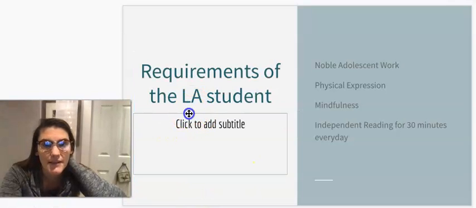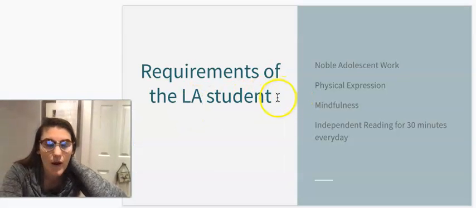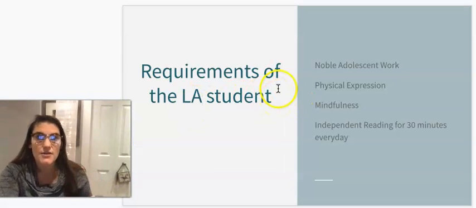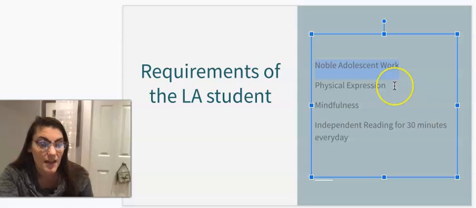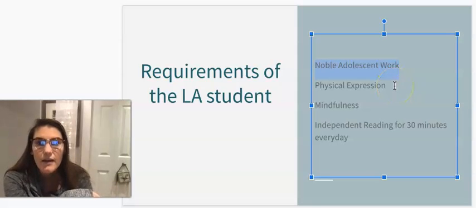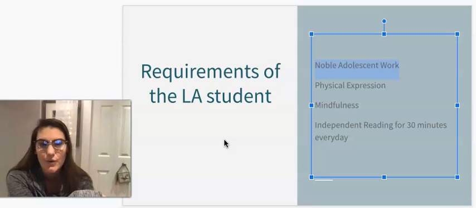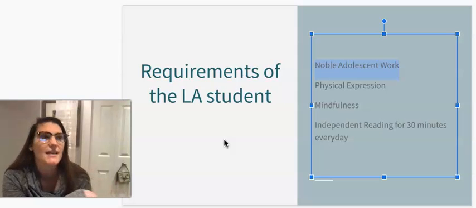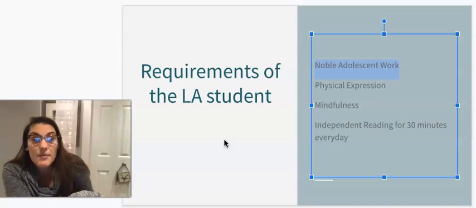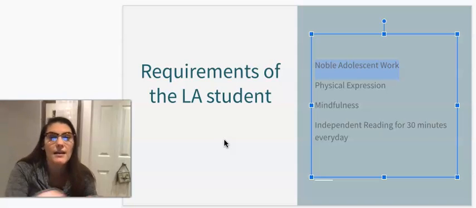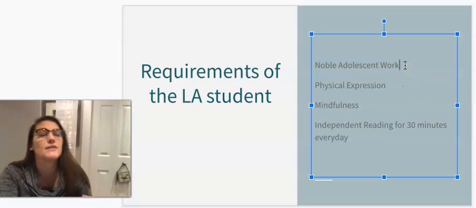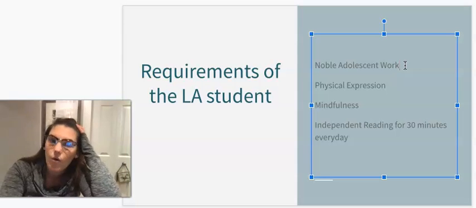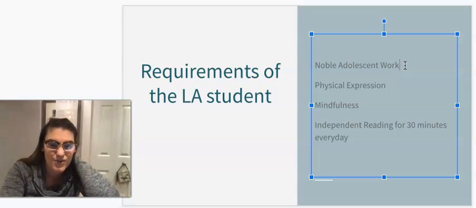And I just want to remind you all of the requirements of the LA student. So we have noble adolescent work that happens every day. Those are the things, and I'll go back and make sure this is linked before I send it out to you. Those are the things like, what are they curious about? Who can they help? How can they get out into the world and experience more? So a lot of students are researching things they're interested in, or practicing juggling, doing chores, hanging out with their siblings.